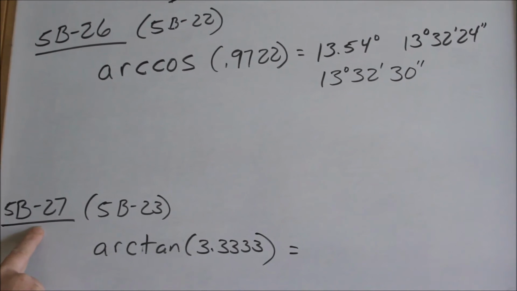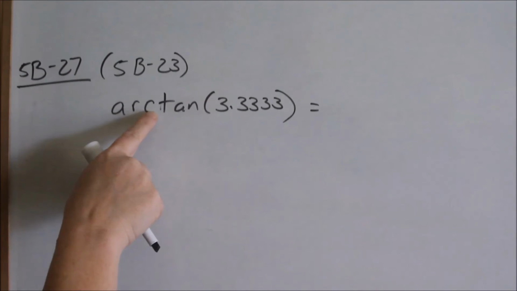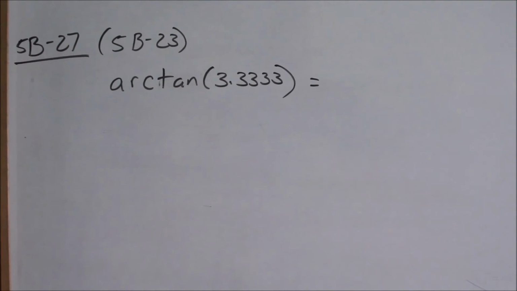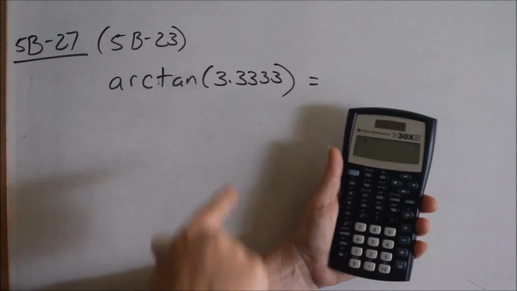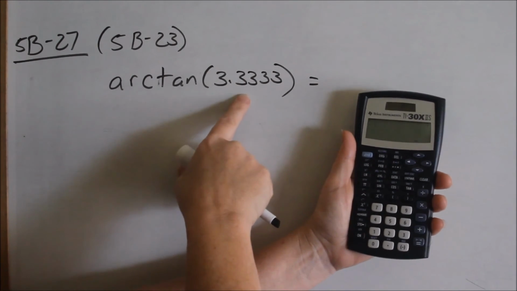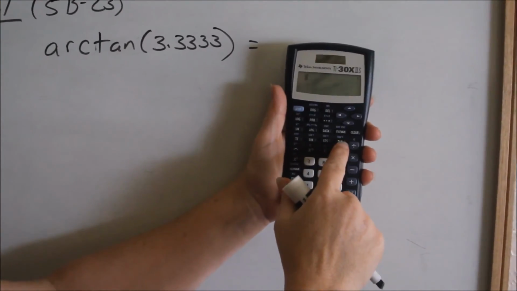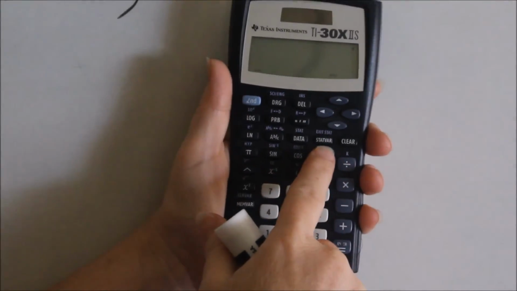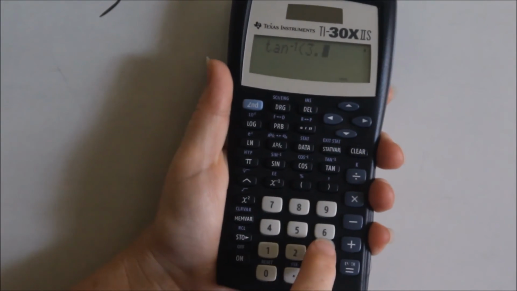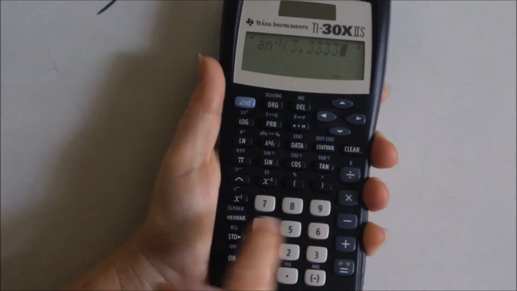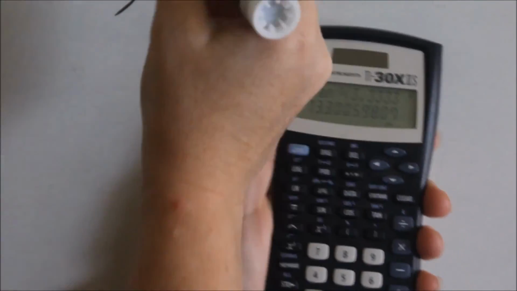Okay, now we're going to look at 5B27. That correlated with 5B23, which was arc tangent of 3.3333. So we need to get a degree value for this arc tangent, this decimal. So we're going to use our second button. So the second of tangent, that will get us the inverse, or the arc tangent of 3.3333, and that is 73.30 degrees.